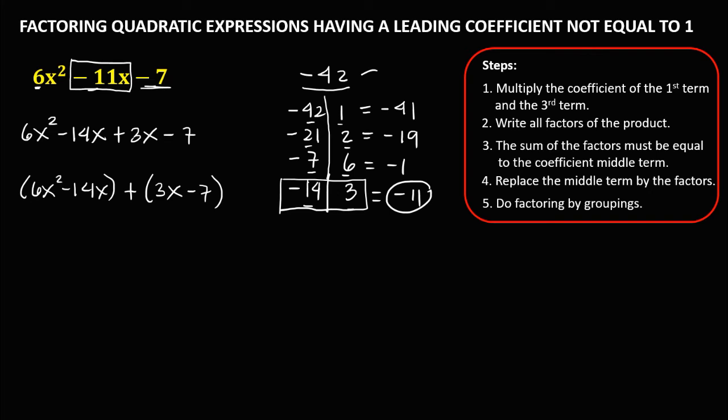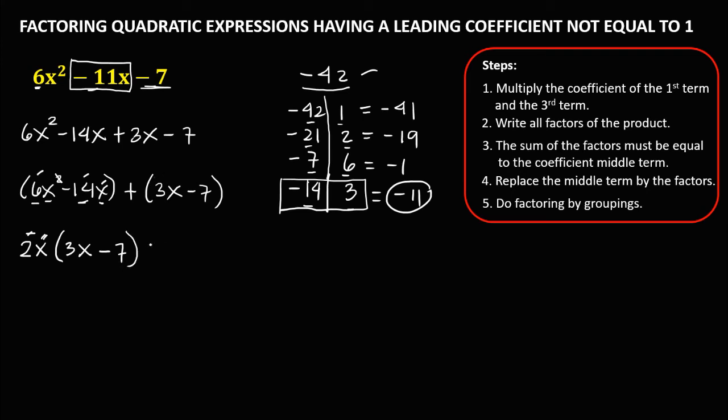So do common monomial factors. Start with the numbers. So 6 and 14, divisible by 2. Then x squared and x, so divisible by x. Then simplify. So 6 divided by 2, this one is 3. X squared divided by x, this one is x. Then minus 14 divided by 2, this one is 7. X divided by x, that's 1. So these are the factors for the first group.